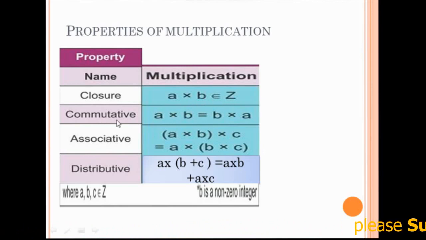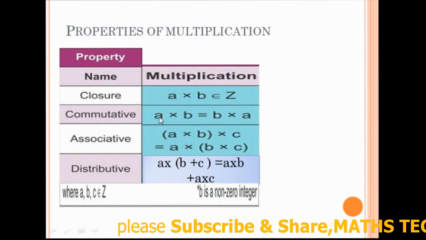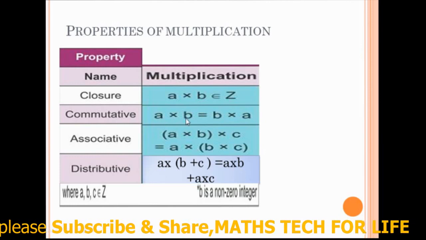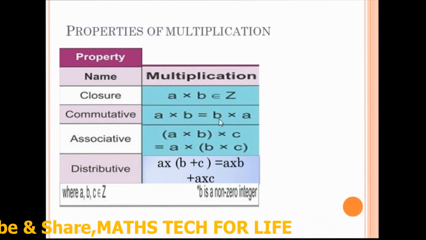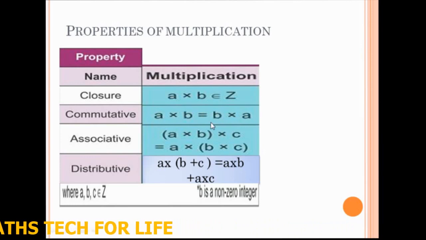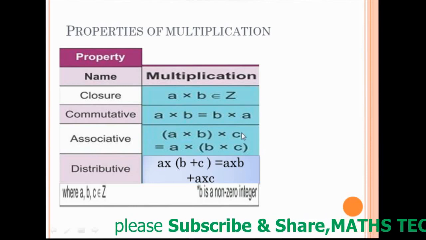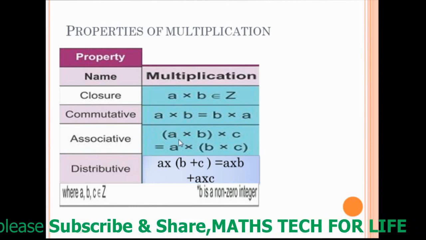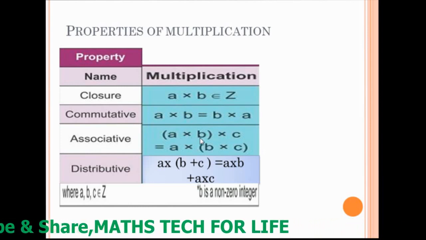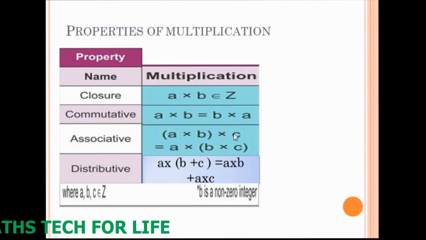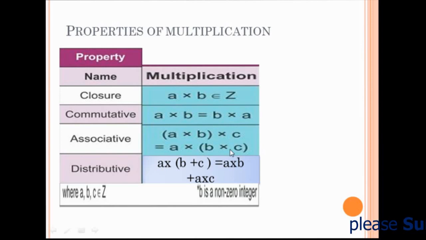The next one is commutative property. That is, multiplication is commutative for integers. If you take two integers a and b, a multiplied by b, and if you change the order, b multiplied by a, the product will be the same. Multiplication is commutative for integers. The next property, associative property for multiplication of integers. If you take three integers a, b and c, first you group a and b, then to that product you multiply the next one, you will get a final product that is the same as a multiplied by b multiplied by c.